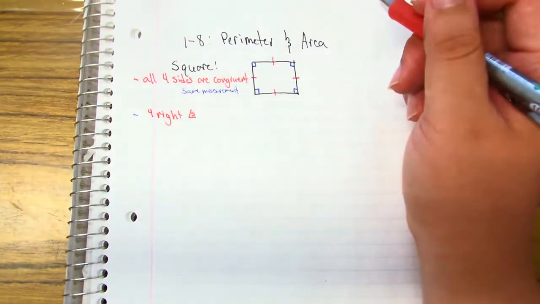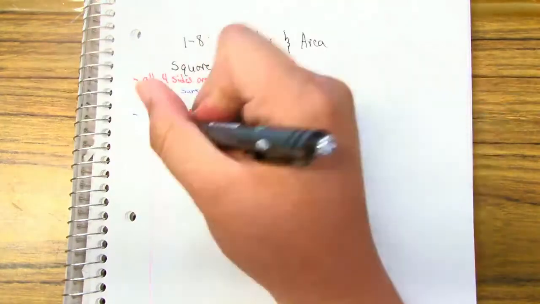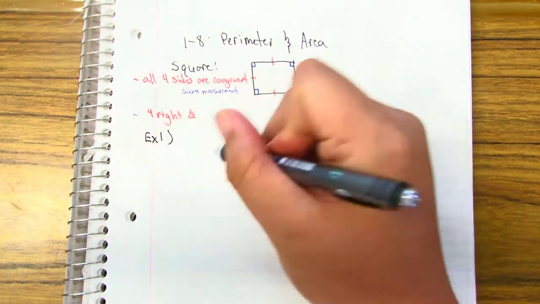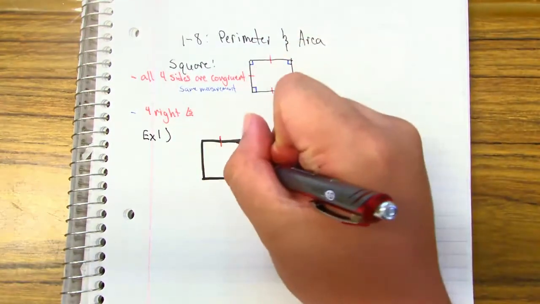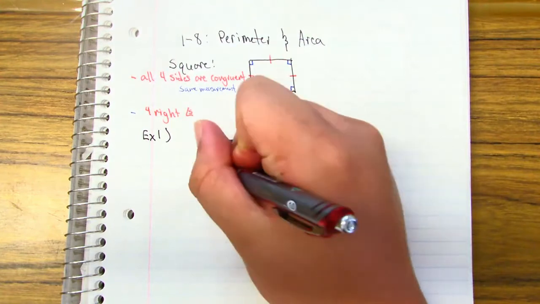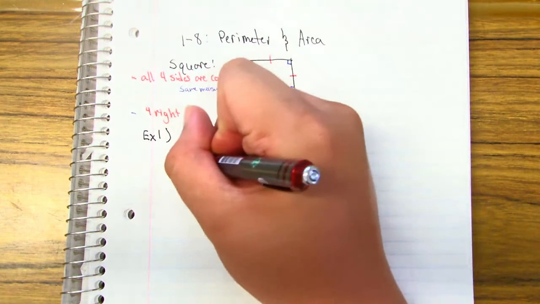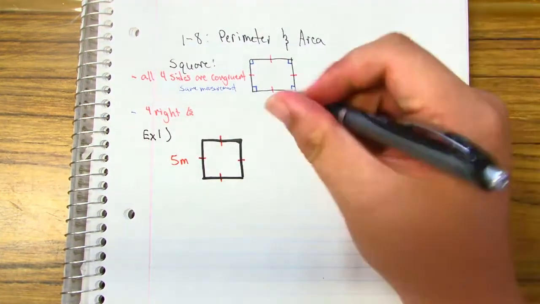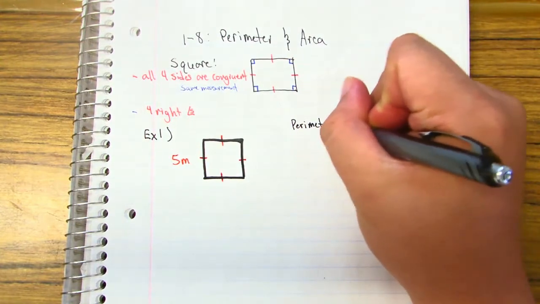Okay, so we're gonna go to our first example here. Example number 1. To know that it is a square, make sure that they have the tick marks or 4 right angles. So here you know that it is 5 meters here. So now we're going to try to find the perimeter of this diagram that's provided to us.